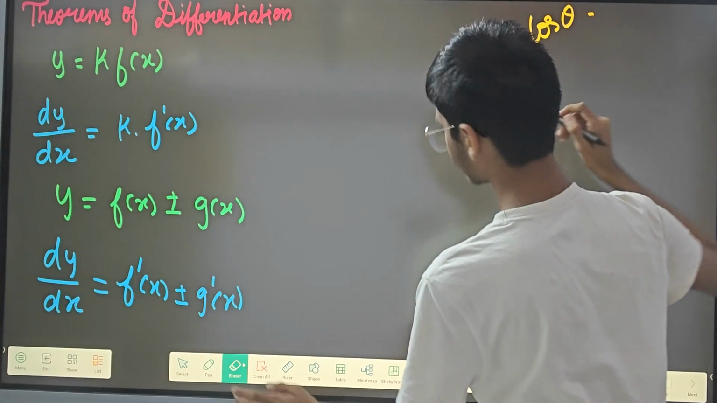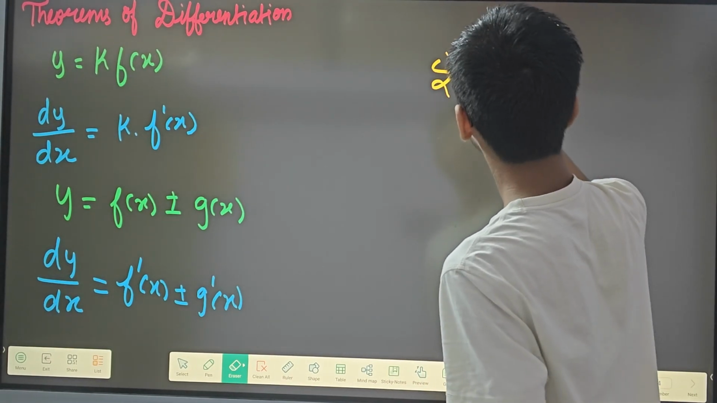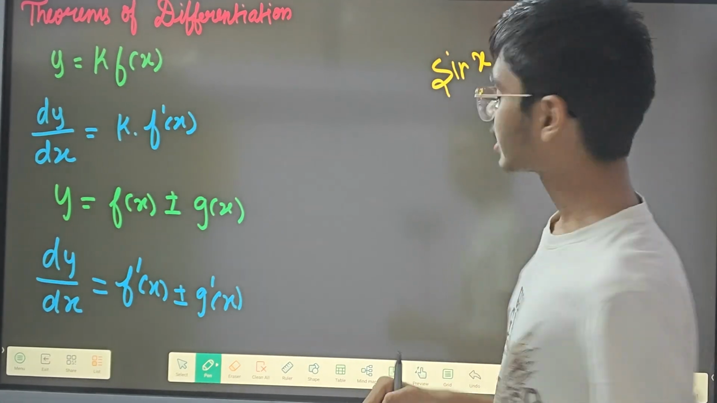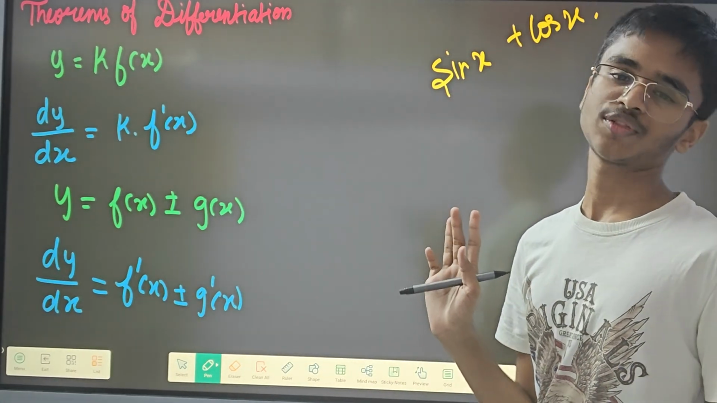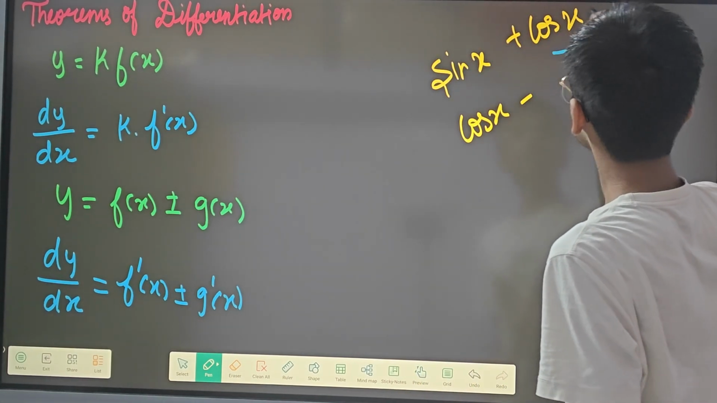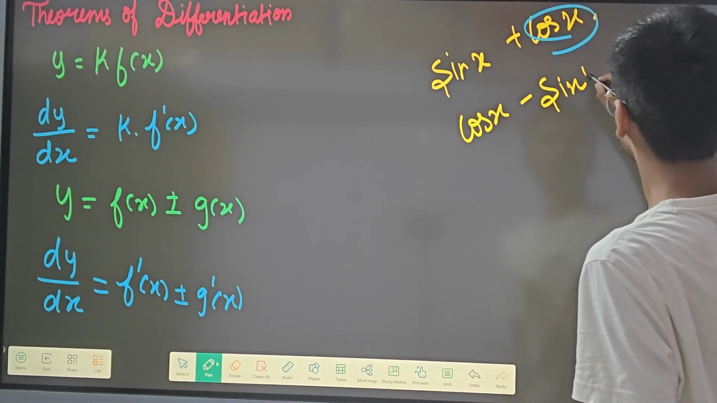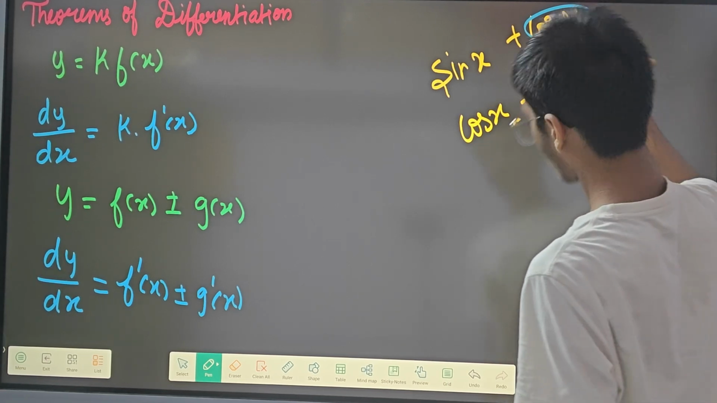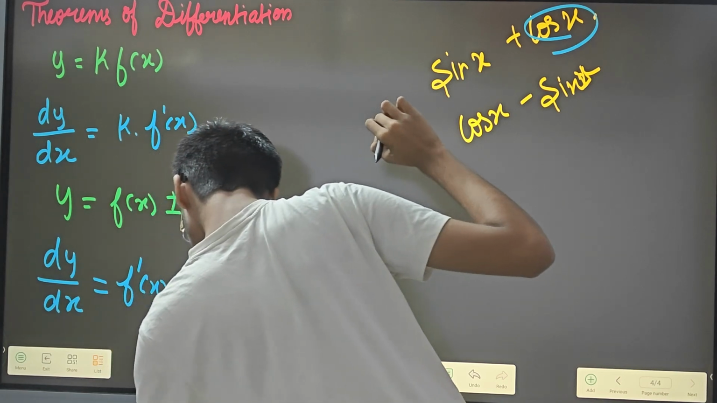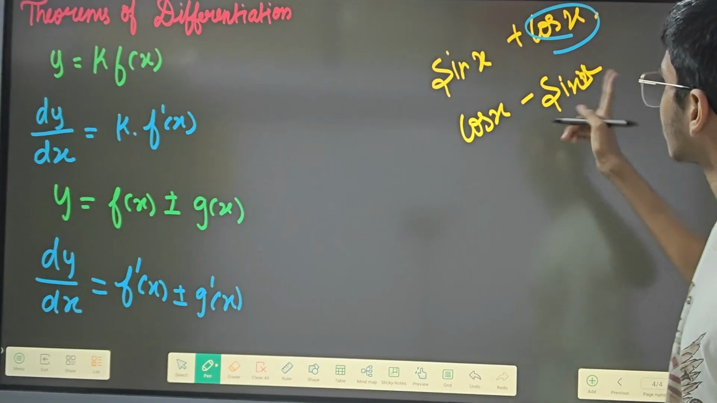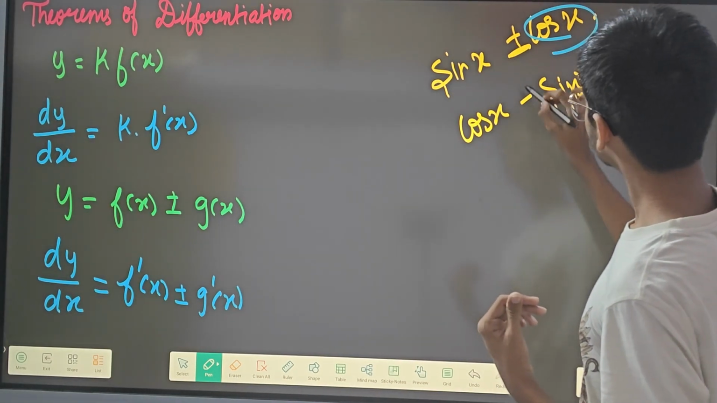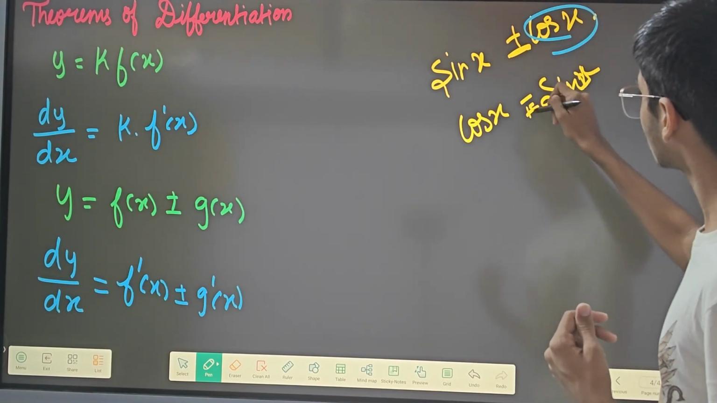But here I'll take x, then in parametric form I'll take theta. So sin x plus cos x. Just as I said, merely differentiate. This is going to be cos x minus sin x. So this is what the differentiation is. If minus was there, then plus will be there.